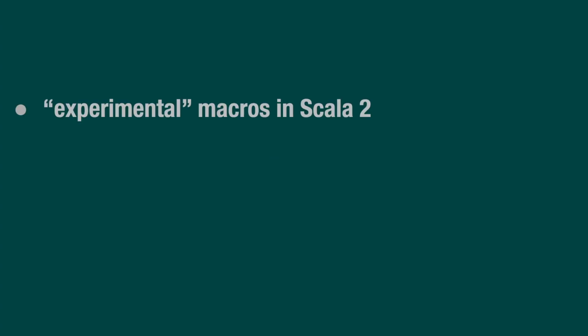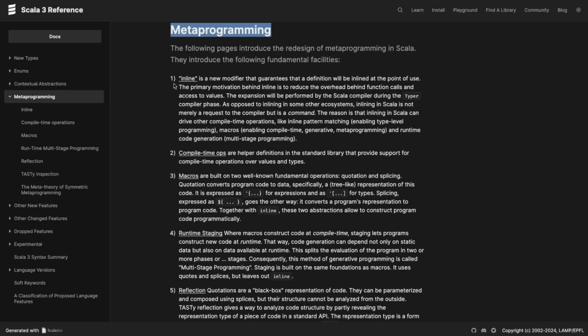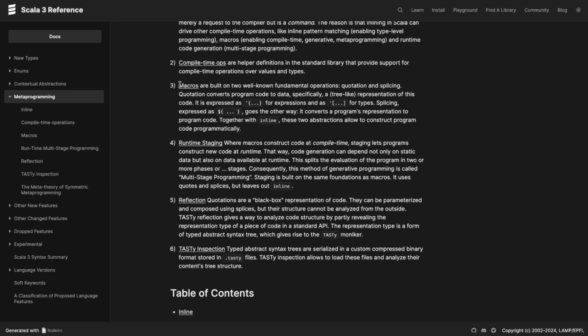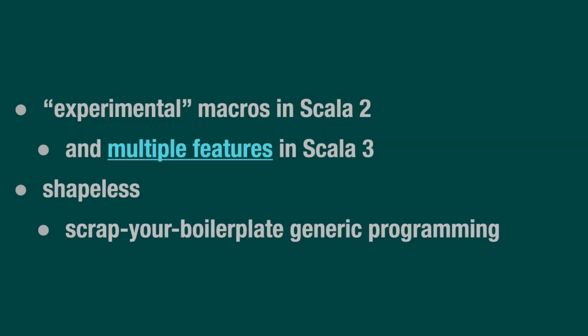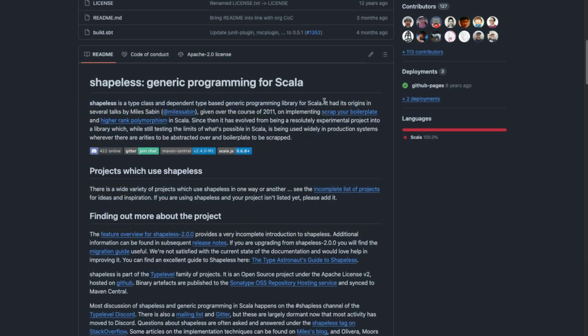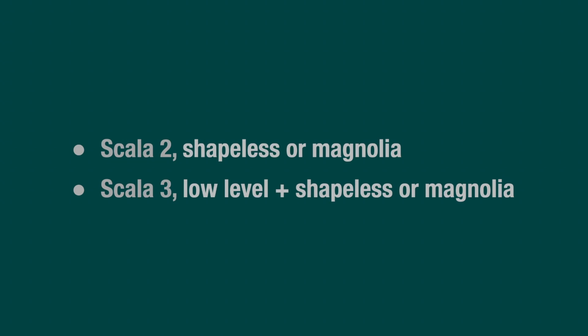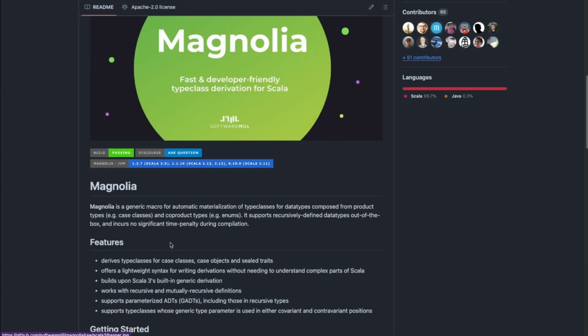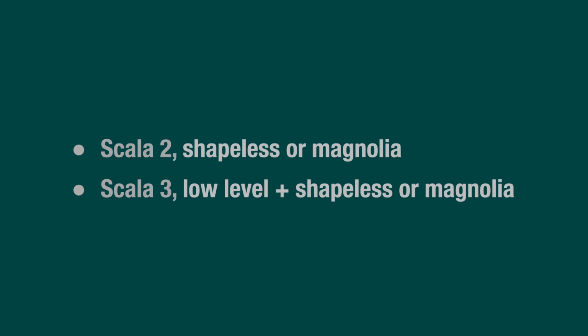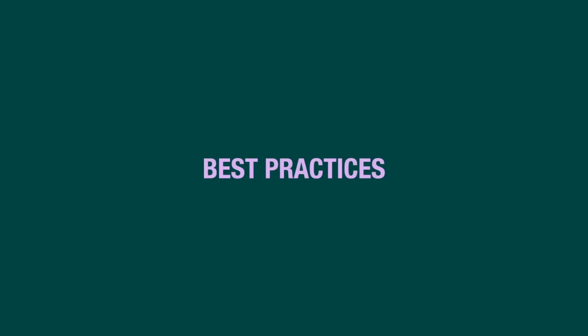Metaprogramming. There are experimental macros in Scala 2 and multiple features in Scala 3. There is Shapeless for boilerplate-reducing generic programming for Scala 2 and a built-in Shapeless-like mechanism in Scala 3, plus Shapeless 3 for Scala 3. In Scala 2 it was and is common to use Shapeless and Magnolia for type class derivation. Scala 3 has built-in low-level derivation, but it's quite low level, so it's still common to use Shapeless and Magnolia. Let's talk about best practices, starting with failure handling.